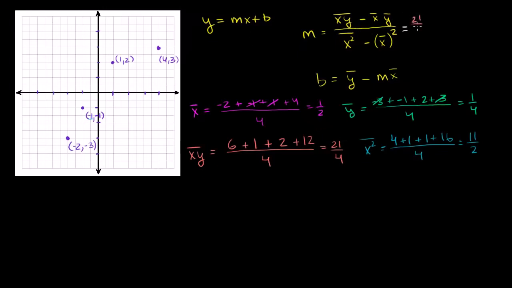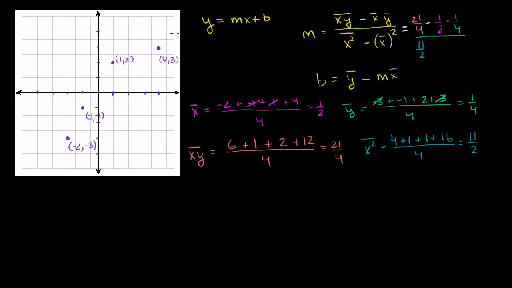It's 21 over 4 minus the product of the mean of x, so let me do this in a neutral color, minus the mean of x, which is 1/2, times the mean of the y's, which is 1/4. And then all of that over the mean of the x squareds, which is 11 over 2. So we did that.